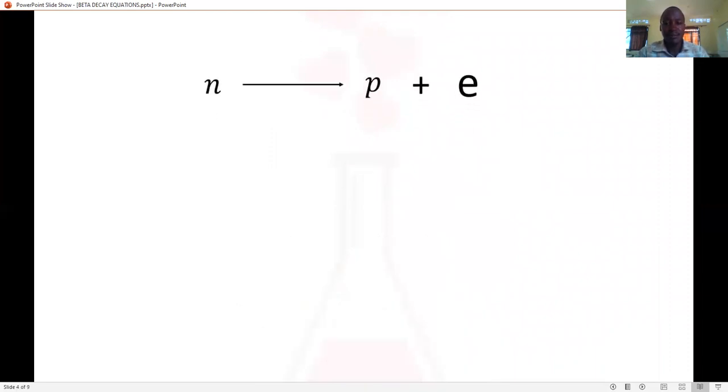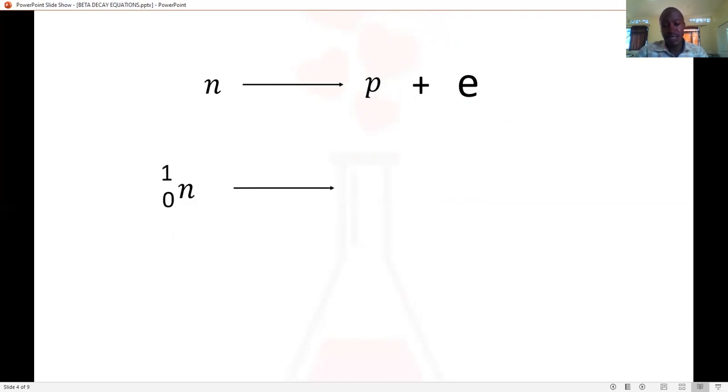When you look at beta decay, we shall somehow simplify it by writing a neutron turning into a proton and an electron. So what happens is that during beta decay, that neutron will always cause a removal of an electron, and this fast moving electron is what we shall refer to as beta decay. This electron will be removed from the nucleus, while the proton will always remain in the nucleus.